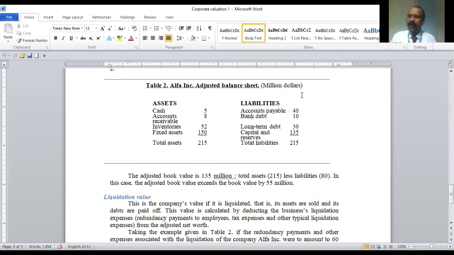Any clarification? Anybody? Book value, adjusted book value. Any doubts? In this particular case, the adjusted book value exceeds the book value by 55 million. Earlier it was 80, now it is 135. So the value is increased by 55 million.